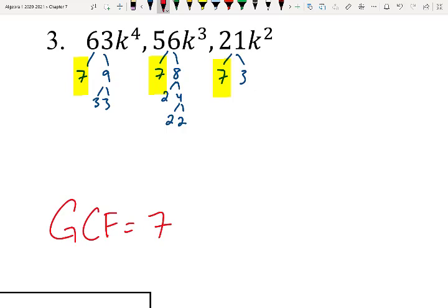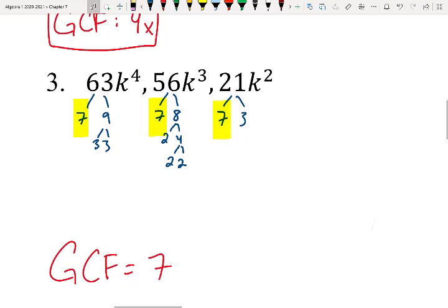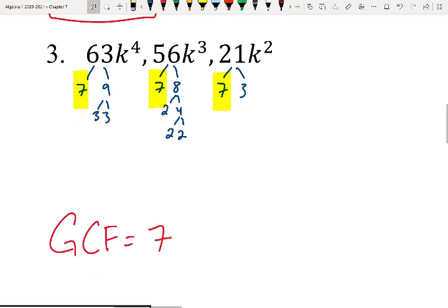Now, moving on to the variable side of things, my 3 different terms each have a k value. K is my variable here. And for the exponents, my first term has 4 k's, right, k to the 4th power. My second term has k cubed, k to the 3rd power, so I've got 3 different k's multiplied together. And then my last term has k squared, k to the 2nd power, 2 k's multiplied together.